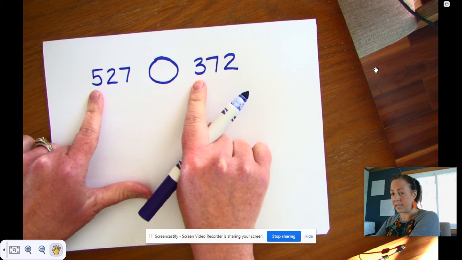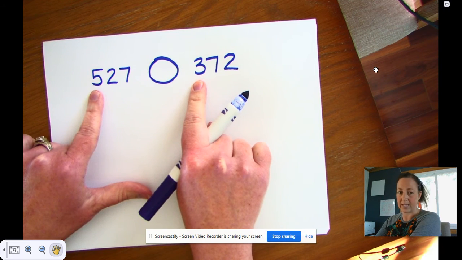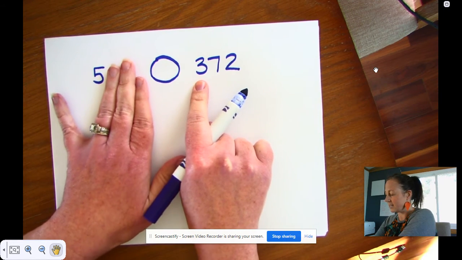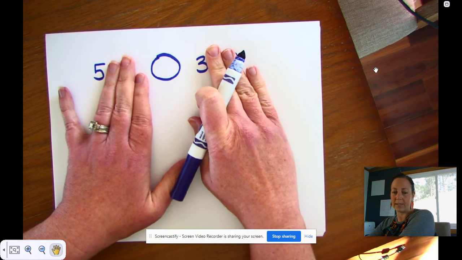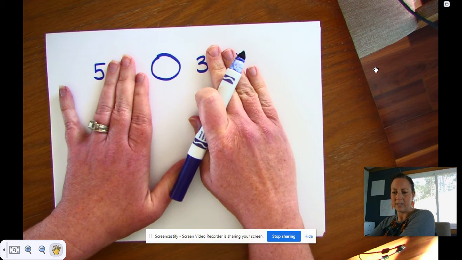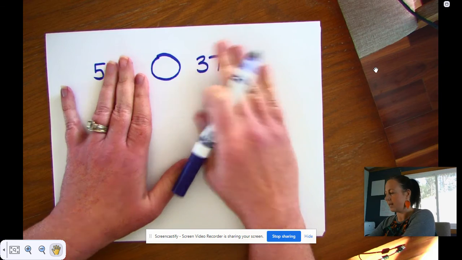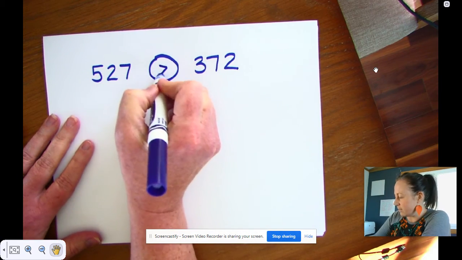So first we're going to look at the hundreds place. We don't need to look anywhere else. We can forget that these other things even exist. We can cover them up. And then you say, well, is 5 greater than, less than, or equal to 3? I say, well, that's pretty easy. I know 5's bigger than that. So we put the greater than symbol.